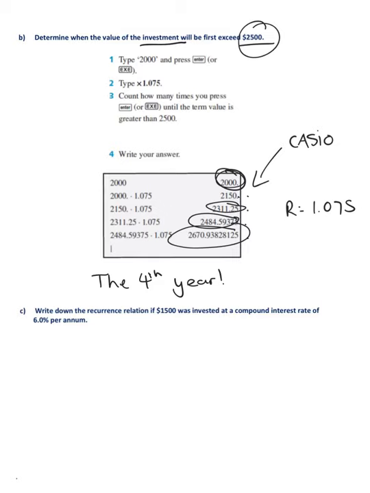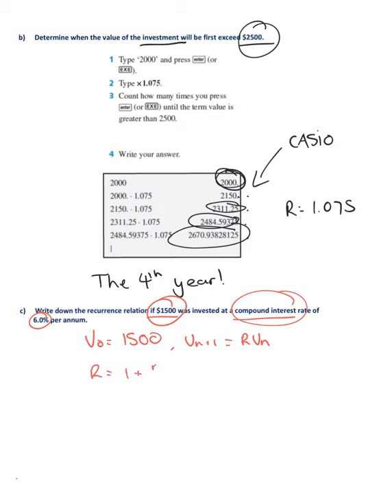Okay, so part C says write down the recurrence relation if $1,500 was invested in a compound interest rate of 6% per annum. Right, it's asking us to create the recurrence relation. Right, we're talking compound interest, so remember it's going to take the form of V0 is equal to our principal. We know that that's 1,500, where V of n plus 1, the next term, is equal to R times Vn, where R is equal to 1 plus r over 100.